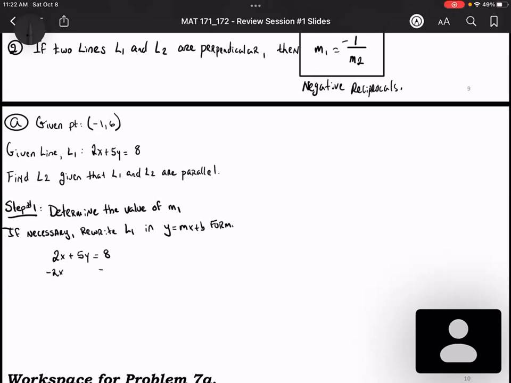That's right, subtract 2x on both sides. So this will give us 5y = -2x + 8. Okay, what's next? Divide by 5 on both sides. Just remember that when you divide the right-hand side by 5, you're dividing all the terms by 5. The 5's on the left cancel. You're going to get y = -2/5 x. Can negative 2 over 5 be reduced any further? No, that fraction cannot be reduced any further. So we have y = -2/5 x + 8/5, which also cannot be reduced any further. Okay, can you figure out what's the value of M1?